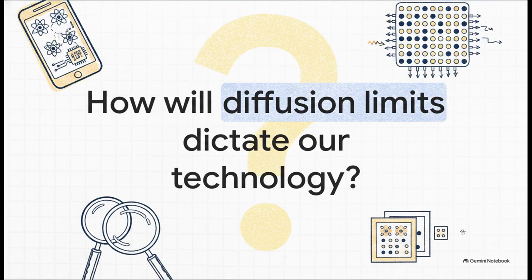Which brings us to our final thought. The next time you pick up your smartphone, remember that it's not just a solid piece of silicon and metal, it's a frozen snapshot of meticulously orchestrated atomic traffic. But it leaves us with a fascinating question. As our microchips shrink further and further, approaching the size of the atoms themselves, how will the hard physical and mathematical limits of solid-state diffusion dictate the future boundaries of our technology? It's definitely something to think about.